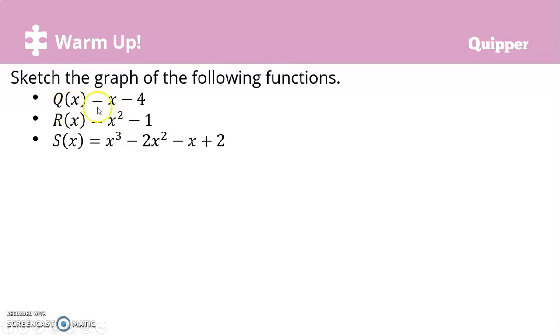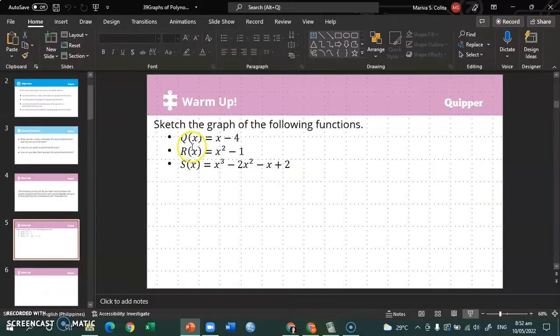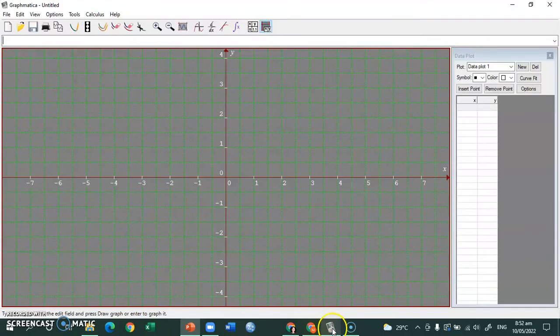The degree of the first function is 1. So, we call this a linear function. The degree of this function is 2. So, this is a quadratic function. The degree of s of x is 3. So, this is a cubic function. Then, let's sketch the graph of these functions. And let's see kung anong itsura nila. And then, we are going to compare.